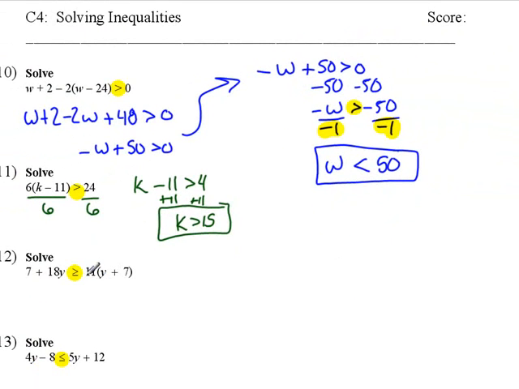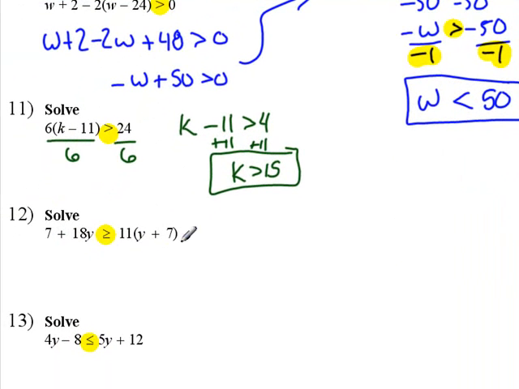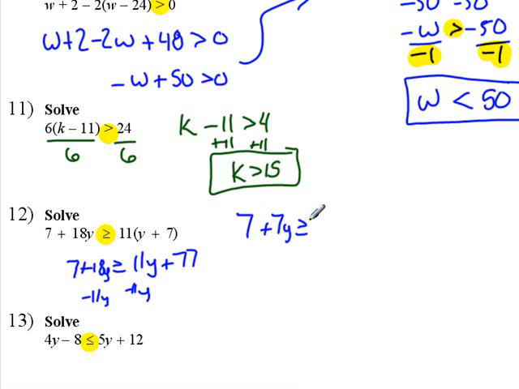And number 7. Well, 11 doesn't go into that side nicely, so we're going to distribute. So I've got 7 plus 18y is greater than or equal to, don't lose the symbol, the or equal part of that. 11 times y is 11y, and 11 times 7 is 77. This is 18y right here, let's keep that straight. Let's subtract 11y's from both sides, get all the y's on one side. So that gives me 7 plus 7y is greater than or equal to 77.